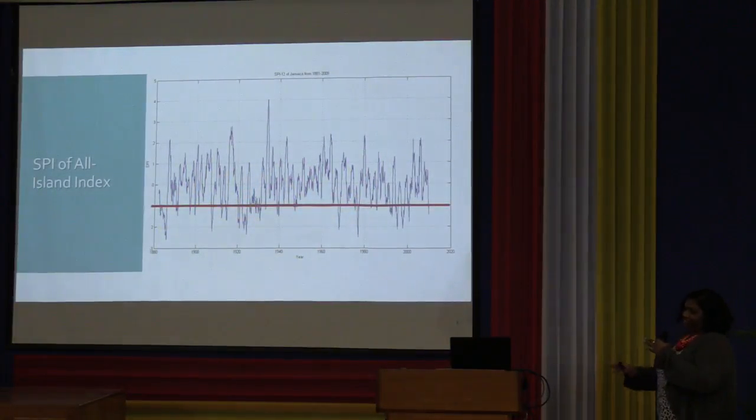So now we're jumping into the SPI. The basis of the SPI is that from 1 to minus 1, from here to here, is average rainfall. Anything above 1 is really wet, and everything below minus 1 is really dry. So basically, we're looking at the negative section because we're focusing on drought. Okay, so just look down here. You don't need to worry about up there.